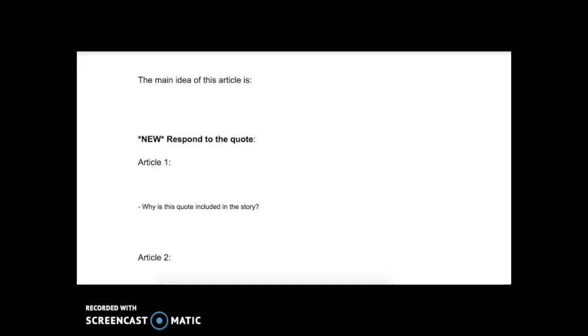On to the main idea of the article. What would you say is the main idea of the first article? Please write that now. And what would you say is the main idea of the second article?